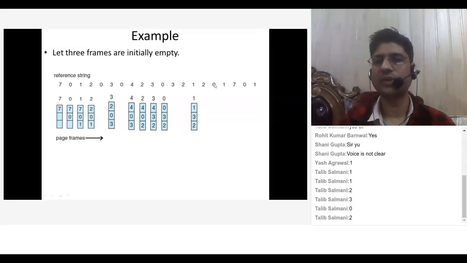Now 0. Which page you will replace? Look into the backward direction. 2 and 1 you have recently used. 2 and 3. 1. So we will replace 3. Exactly. Now we are getting a page hit for 1.